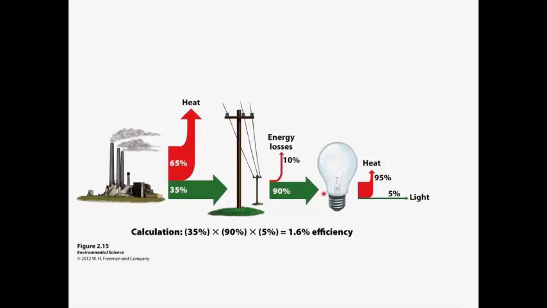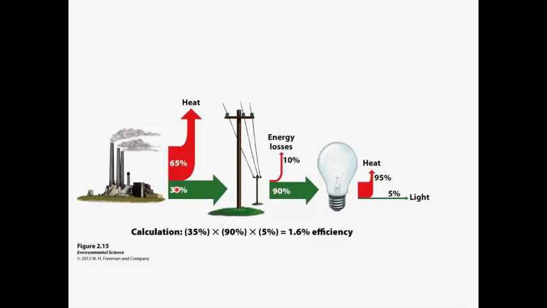And then, depending on your machine, in this case, our machine is an incandescent light bulb, which is very inefficient. It's only about 5% efficient. A compact fluorescent might be 22% efficient, and an LED light bulb might be 25 or 30% efficient. So you would then multiply those different efficiencies to get the overall system efficiency. So in this case, it would be 0.35 times 0.9 times 0.05, which gives you a 1.6% efficiency.